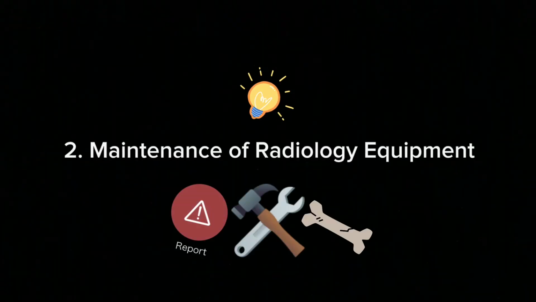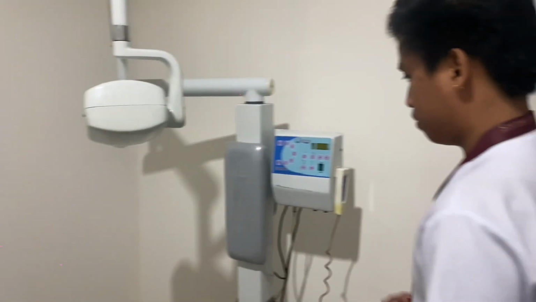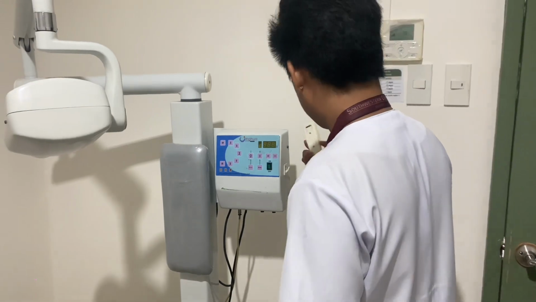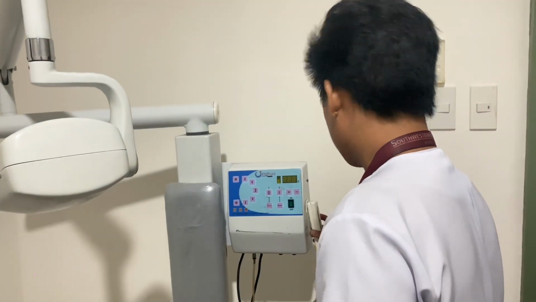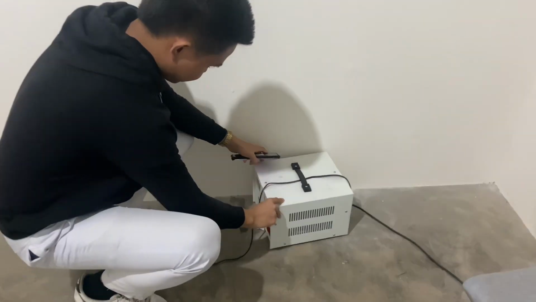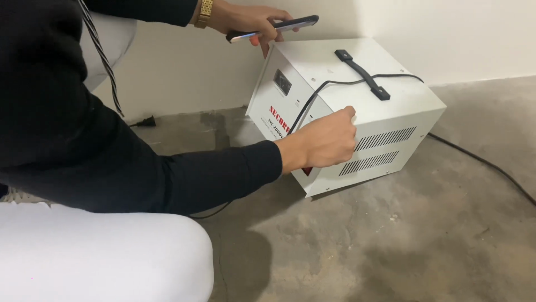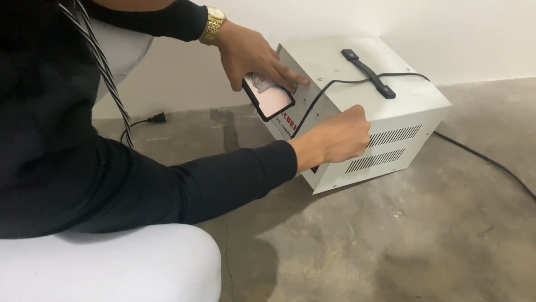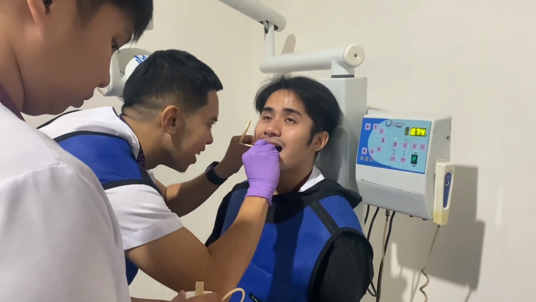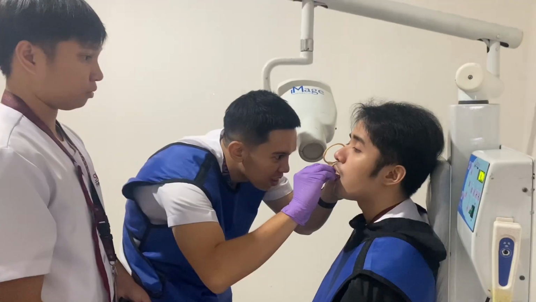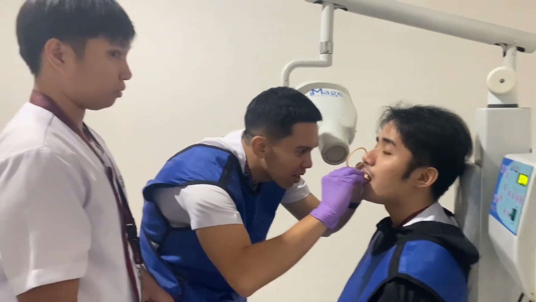Number 2. Maintenance of radiology equipment. Equipment calibration. Follow the manufacturer's guidelines for regular calibration of radiology equipment. Calibrations ensure accurate and consistent imaging results. Also, establish a maintenance schedule and contract with authorized service providers to address any equipment repairs or technical issues. Promptly address any malfunctions or abnormalities in X-ray equipment.